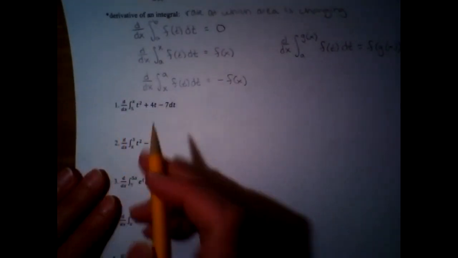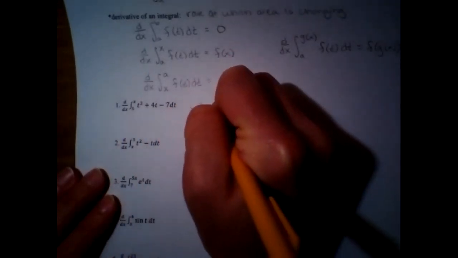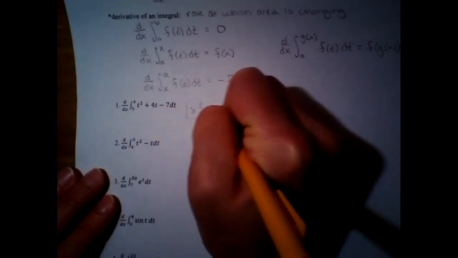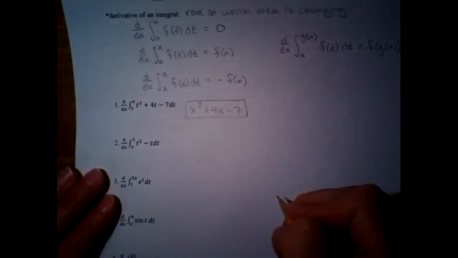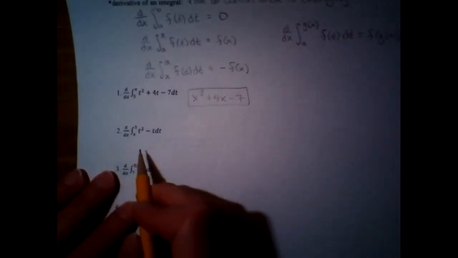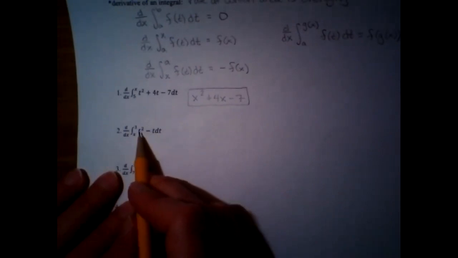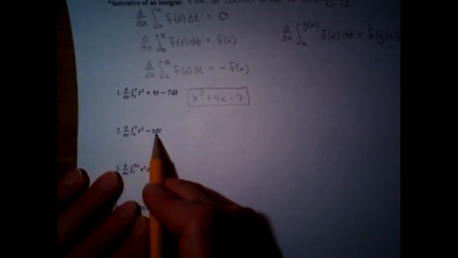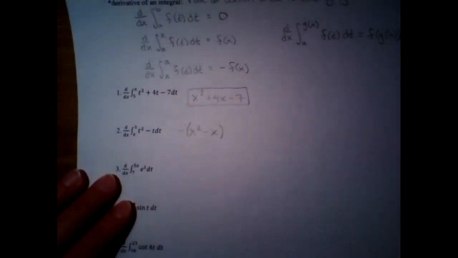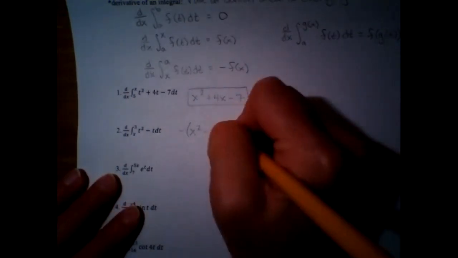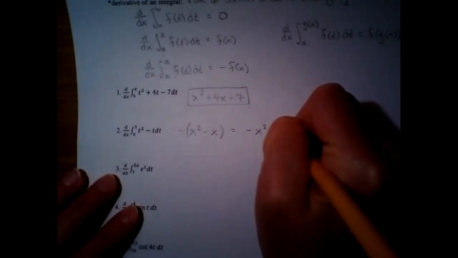All right, so derivative of the integral, we're just going to take x and plug it in. So this is going to give you x squared plus 4x minus 7. And if you're like, that's it, yep, that's it. All right, so for this one, we're just going to plug in x for these t's here. So it would give you x squared minus x. But because x is the lower boundary, we've switched them. This one's going to be negative, and you have to negative the whole thing. So I'm going to distribute the negative through there. So that'll be negative x squared plus x.